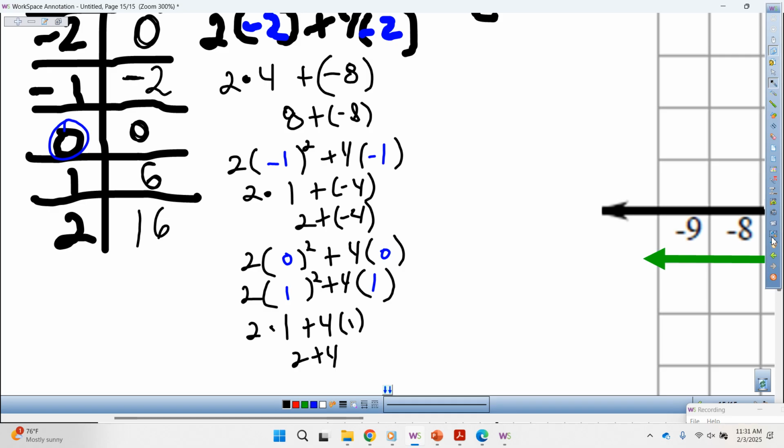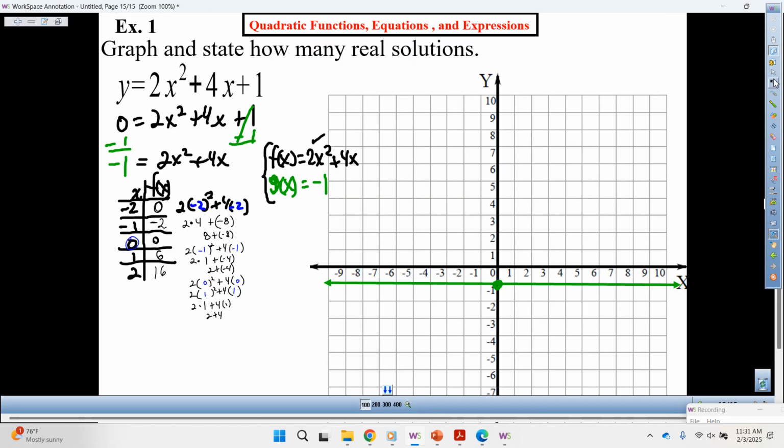So let's graph those. Let me zoom out. Here we go. Negative 2, 0. It's right there. Negative 1, negative 2. 0, 0. 1, 6. And 2, 16. 2, 16 is somewhere up. See, 1, 2, 3, 4, 5, 6. Yeah, somewhere up here. All right, let's graph that.